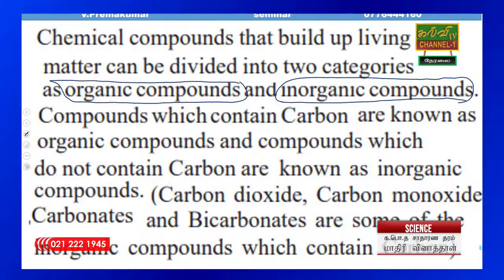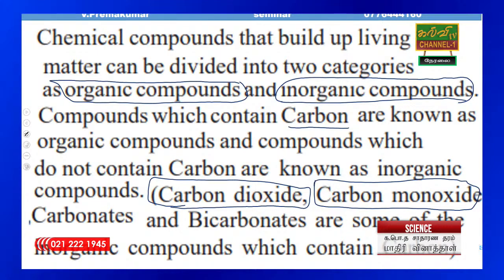Naturally, chemical compounds that build up living matter can be divided into two categories, organic compounds and inorganic compounds. Compounds which contain carbon are known as organic compounds, and compounds which don't contain carbon are known as inorganic compounds. The exceptions are also mentioned: carbon dioxide, CO2, contains carbon but is under inorganic substances. Carbon monoxide, CO, which comes from the burning of fuels, also contains carbon, but is inorganic.